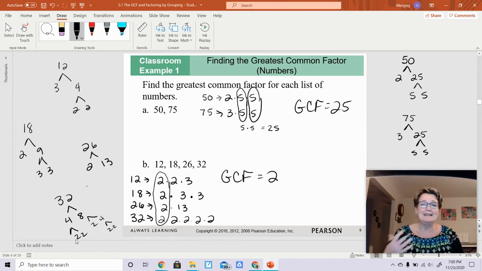Okay, I like writing the little factor trees. It's time consuming, but it is helpful. And then listing them out.